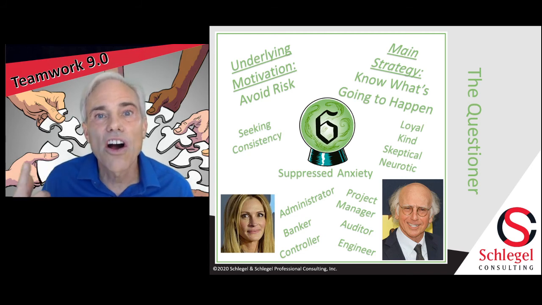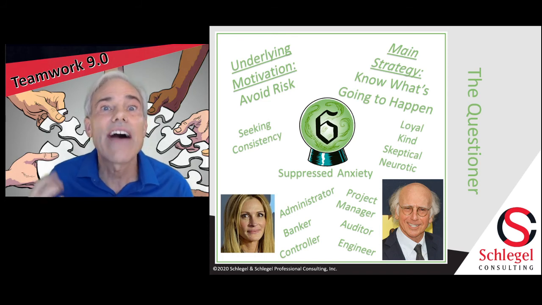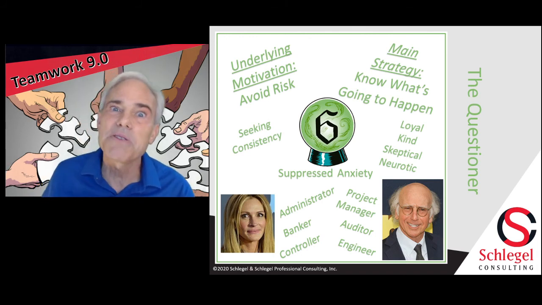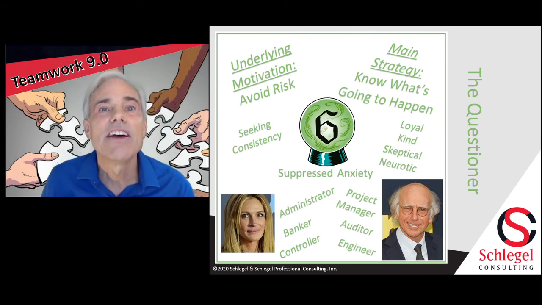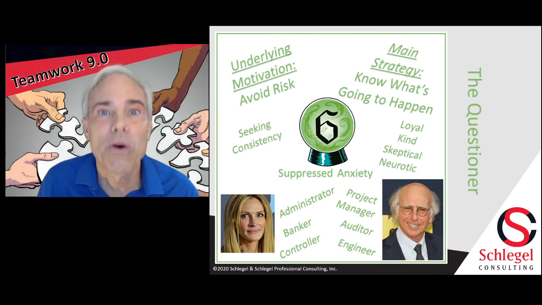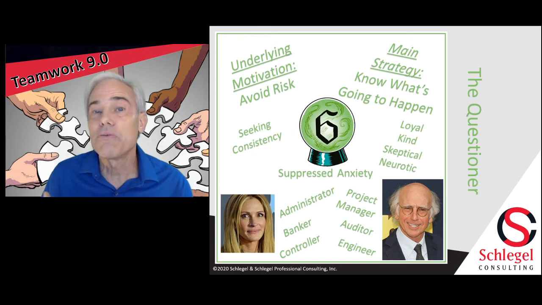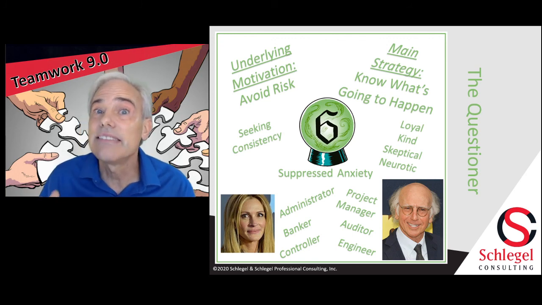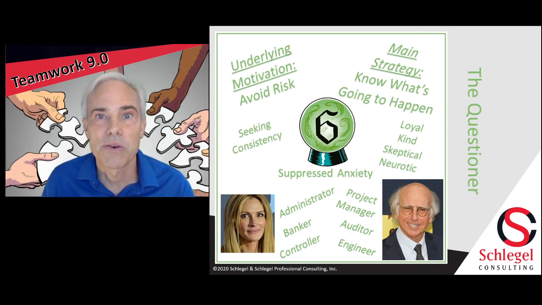The sixes are constantly anticipating the future, thinking about the future, asking about the future. That's why they're called the questioner, because they'll ask a lot of questions about, well, what if this happens? What if that happens? What happens when this happens? What happens when that happens? Going down this path to try to understand all contingencies to find the least risk path forward. And they're drawn to roles in which there's a lot of predictability and consistency. So they're perfectly tuned for those types of roles.